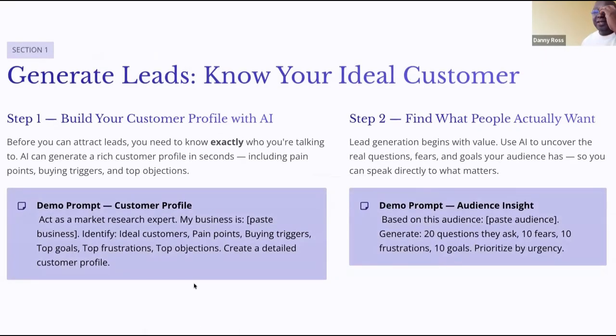Section one, know your ideal customers. Now, we've done some of this exercise before. I've taught the interview method for building out what we call a business brief. This is foundational for every business, and we really, really encourage you to take that to heart.